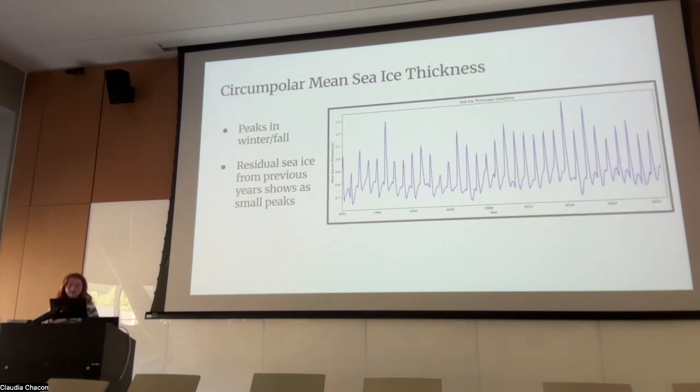As well as measuring sea ice extent, you can also measure sea ice thickness. This graph measures circumpolar, which means across the entirety of the Antarctic, mean sea ice thickness in meters. The peaks are in the winter and fall months, and the dips are in the summer months. The small peaks that you can see before the big peaks are caused by residual sea ice left over from previous years. It increases the mean until new sea ice can form.